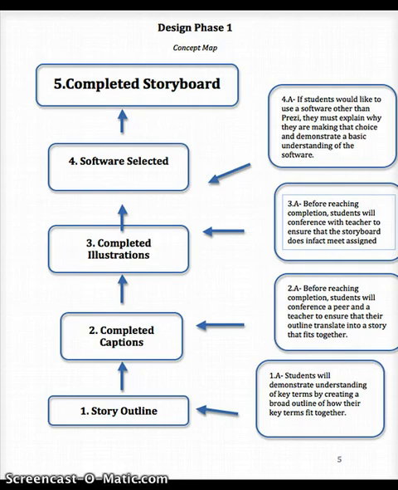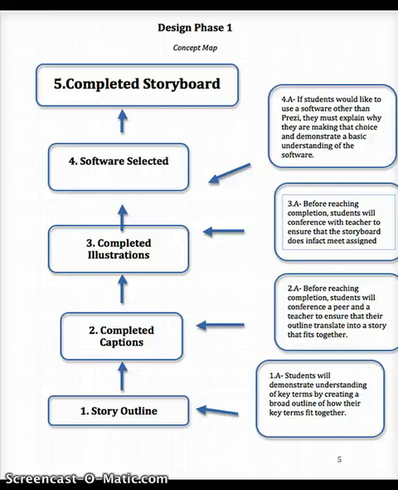For implementation in this class, I had students completing an outline and a storyboard. This would be a way that they could display that they actually do understand the meaning of the key terms, and they're actually looking at what direction their digital story is going to go.